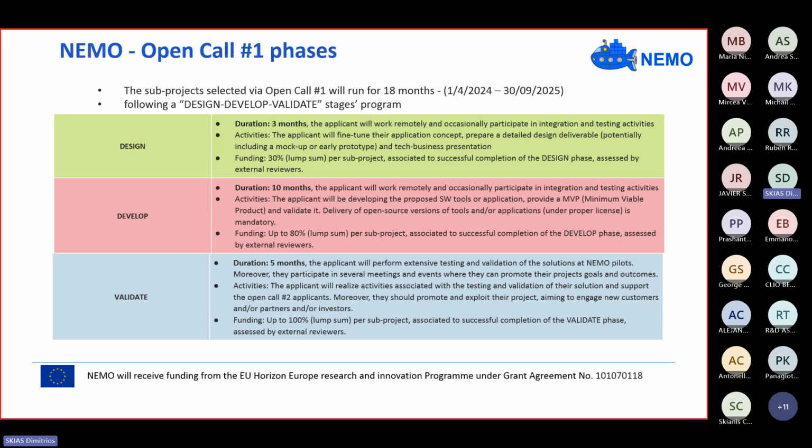Then we'll have the development phase. This will last for 10 months, and it's separated in 2 sub-phases. Here is the phase in which the main development of the project will take place. Apart from the particular project implementation, the applicants should participate in integration testing activities if needed. And here they have the opportunity to develop the proposed software tools and provide the so-called MVP, that is the minimum viable product, and start validating it.